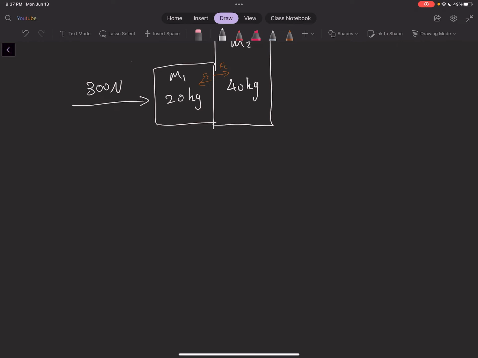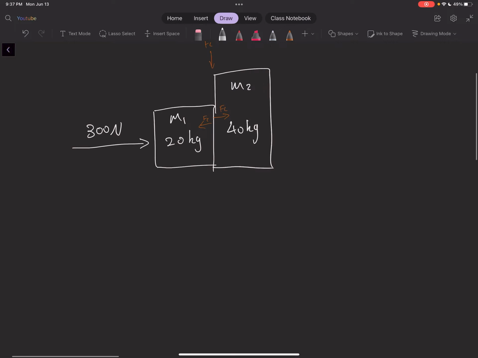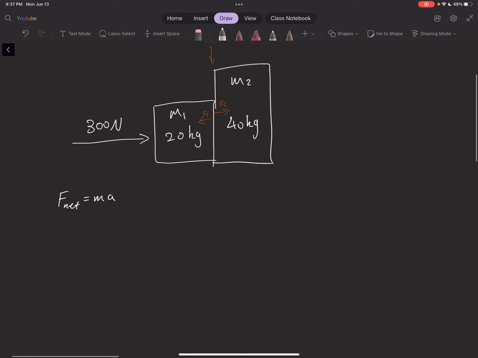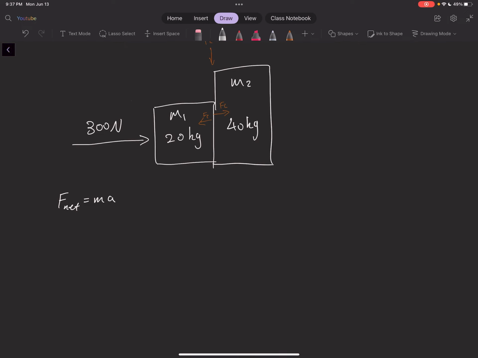So there are three steps. The first step is we want to find the acceleration of the entire system. We want to find how much this entire system is moving. To do that, we do our classic F equals ma. In this case, it's the net force experienced by this entire system. So we know what F net is.